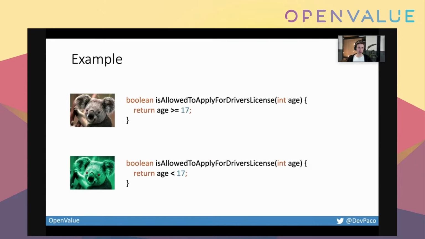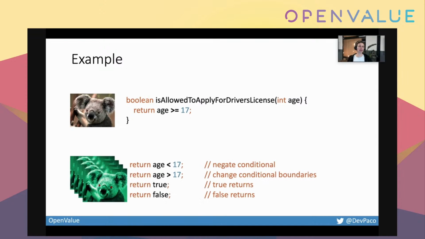For example, here we have a method at the top. That's the original method. We check whether somebody's allowed to apply for a driving license. And a mutator would invert the conditional logic, which is basically simulating a bug. And it can, of course, mutate this piece of code many times in different ways. So we can already generate 4 mutants, because we can also change the conditional boundaries, or just always return true or always return false, all kinds of bugs which you hope your tests should be able to pick up. And it's not just Boolean logic.